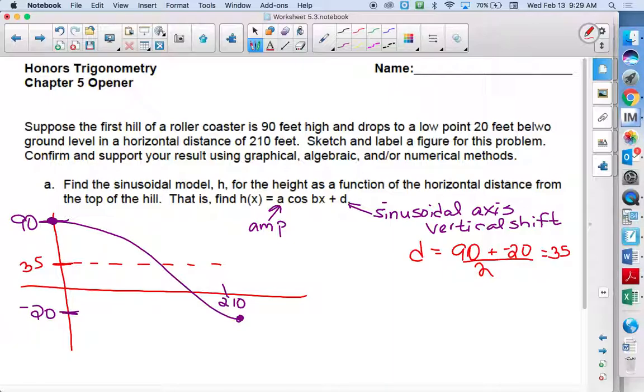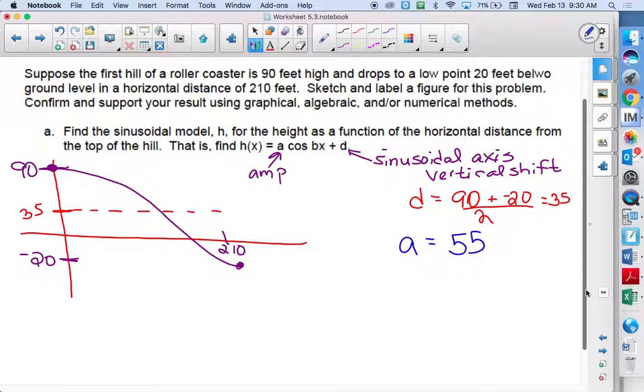Sean said the amplitude was A, so now looking at that value, the distance from 35 up to 90 and from 35 down to negative 20 had better be the same, or Jake didn't calculate right. So Sean, that distance from 35 to 90 or 35 to negative 20 is? What's the distance between 35 and 90? 55? Yeah. Okay. So that A value is 55. The last thing we need is the B value.